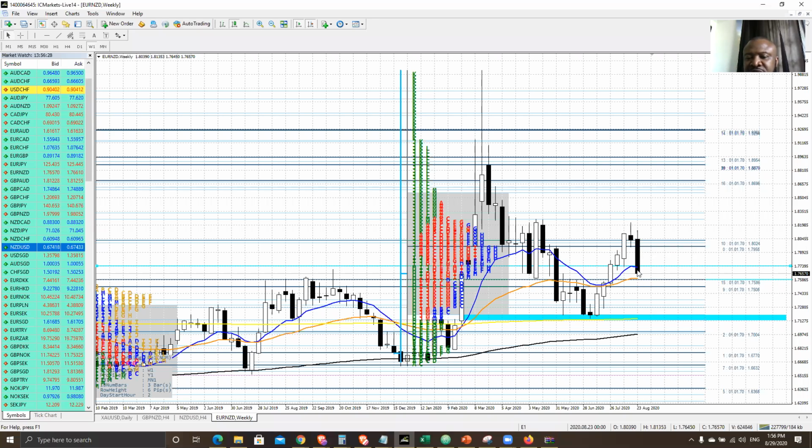We actually closed the week very negative as well. Down there, it's an area of role reversal where we can see potential rejection. Well, overall, I haven't seen that edge that I want in this.